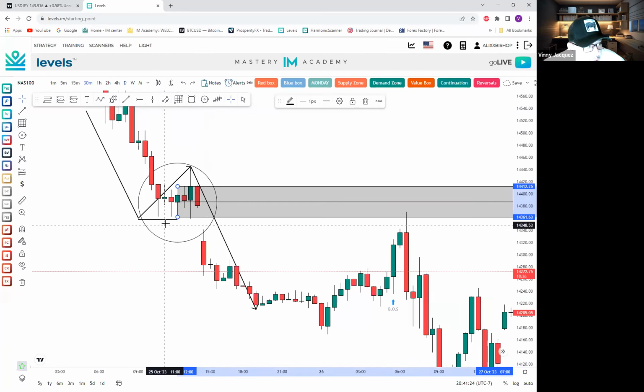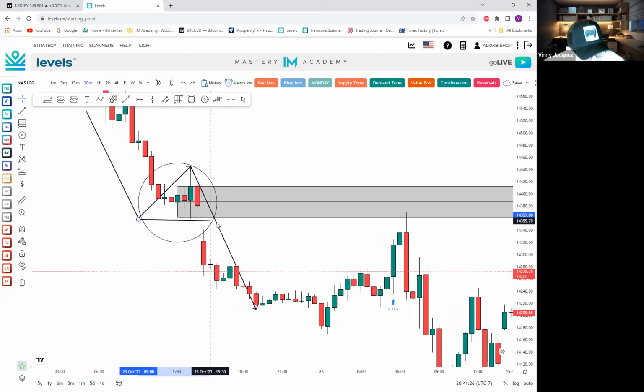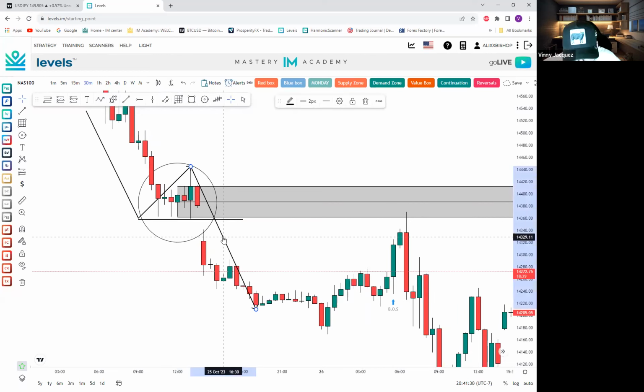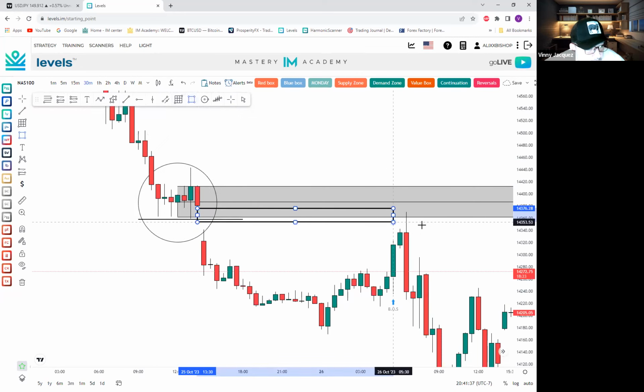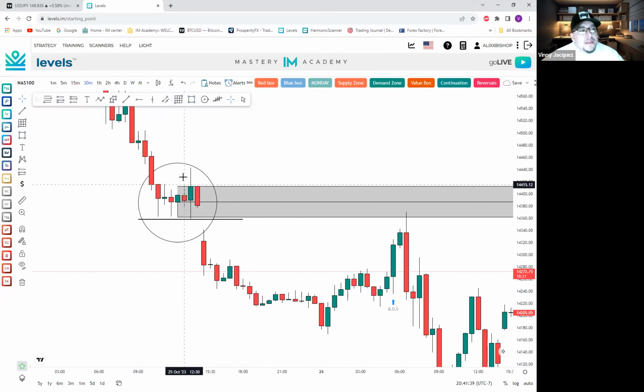Oops, let's go back. I wanted to take this, send it across. Because notice how we don't have a break and retest. Let's actually clean this here. Notice how we don't have a break and retest. There's a huge imbalance right here as well, right? And then this candle, that's our supply.